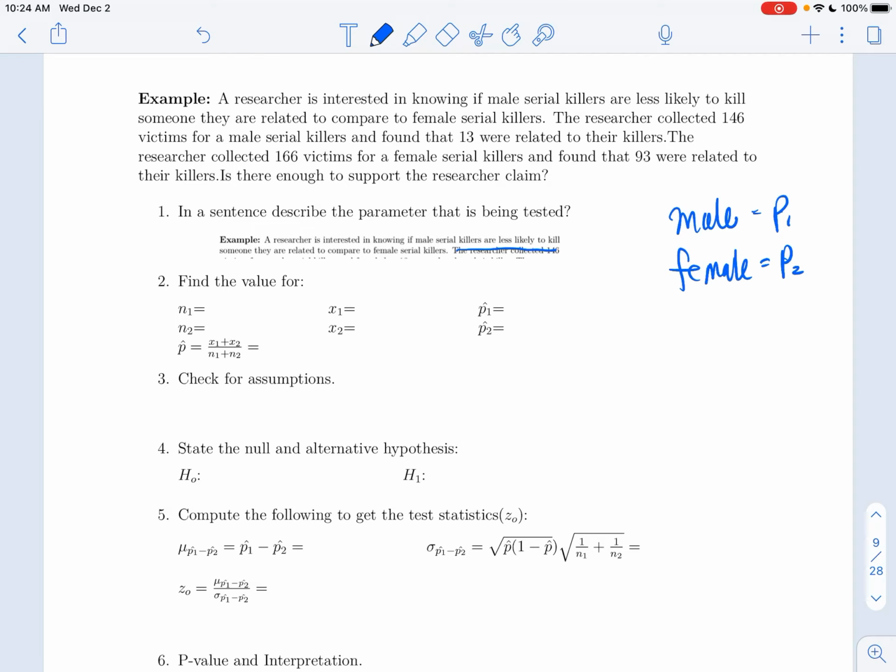All right, so N1 is 146 and then 13, and N2 is 166 and then 93. So let me figure out P hat.